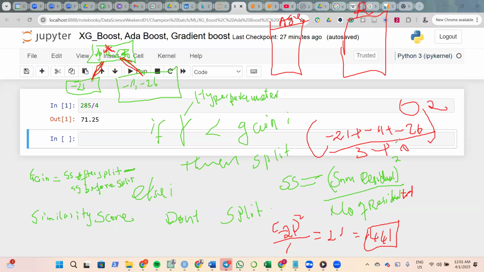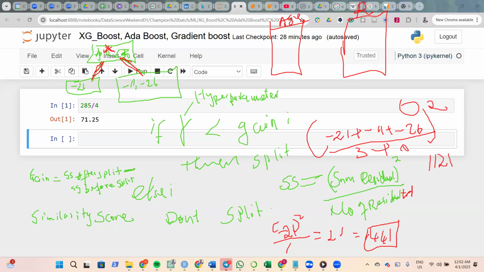What's the value? 1,121, right? Okay. That is it for this branch. So should there be a split on this branch again? That is the question. Should I split this branch again?